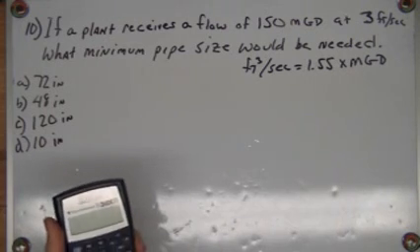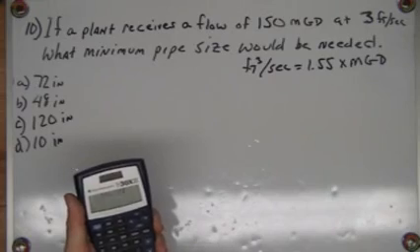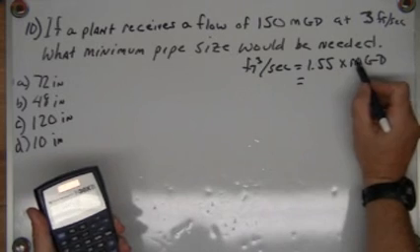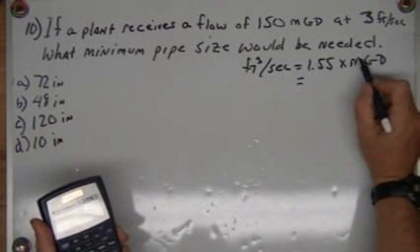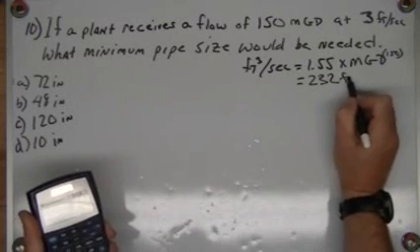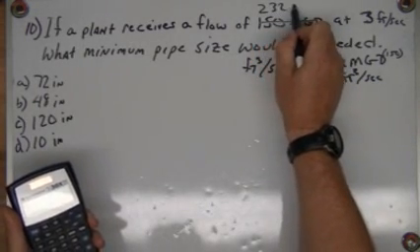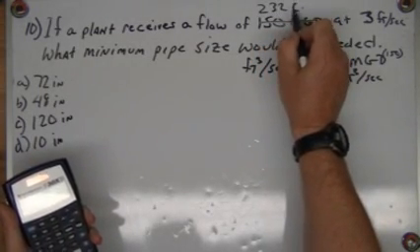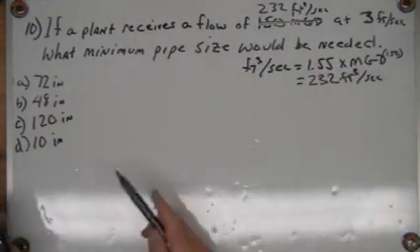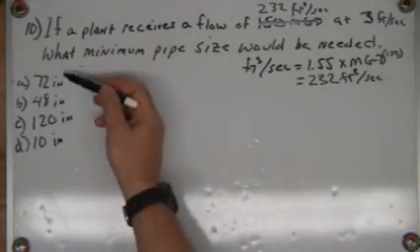We'll take a look. 1.55 times 150, 232. That's going to be 232 cubic feet per second. And I'll just cross that off and write 232 feet cubed per second, to simplify the problem a little bit. So now we're in the same units up here. And we could take a look at this.